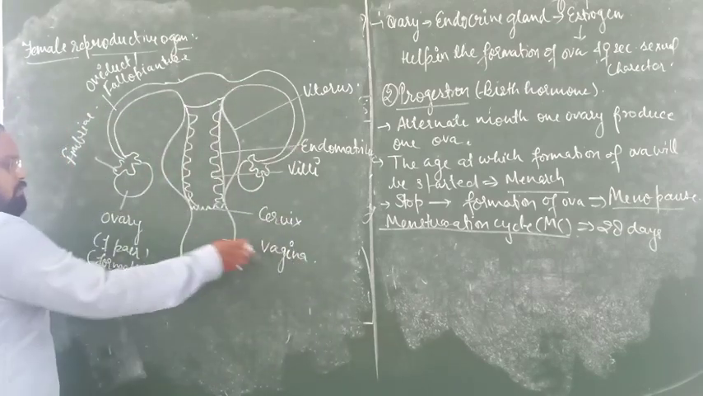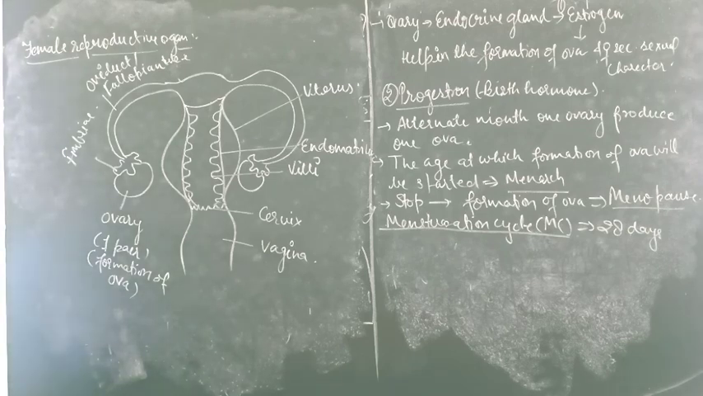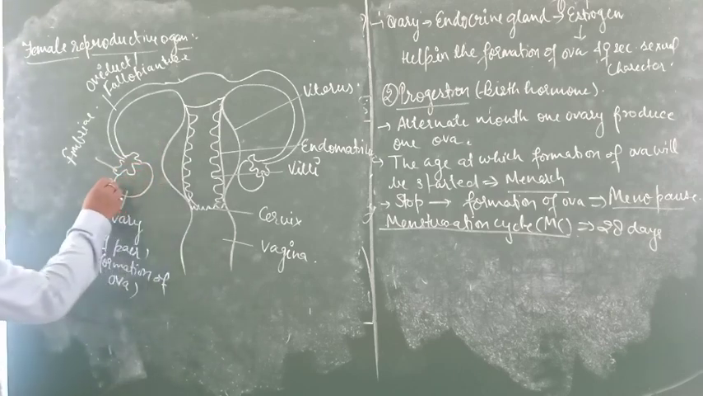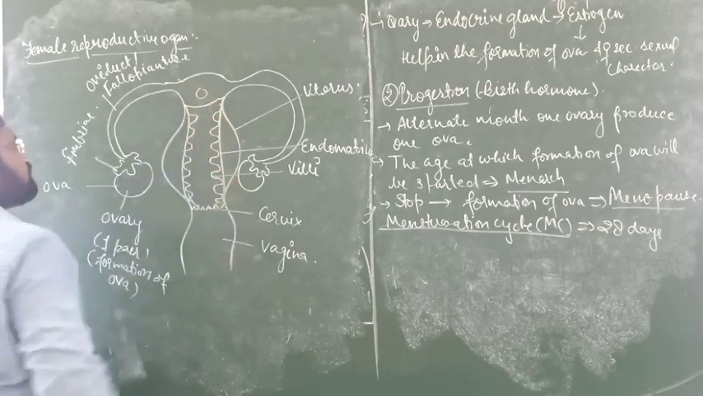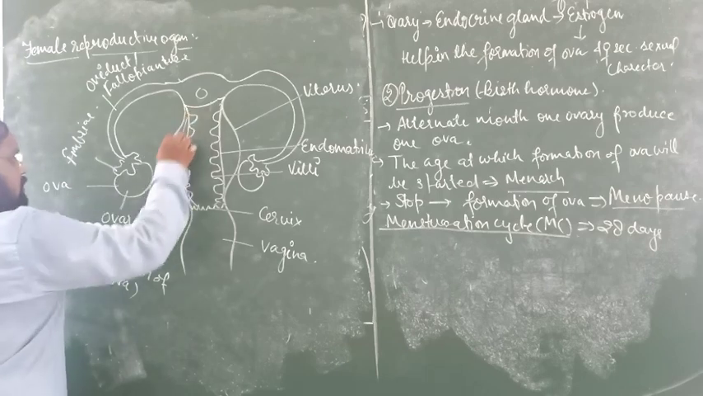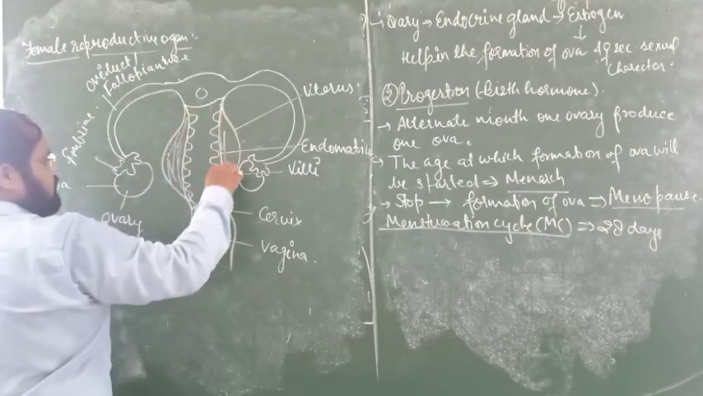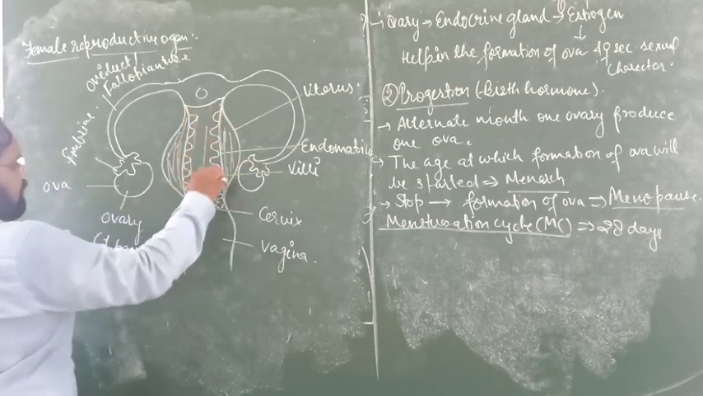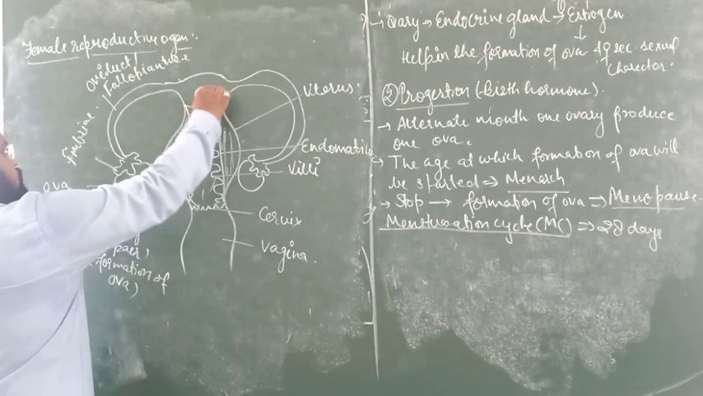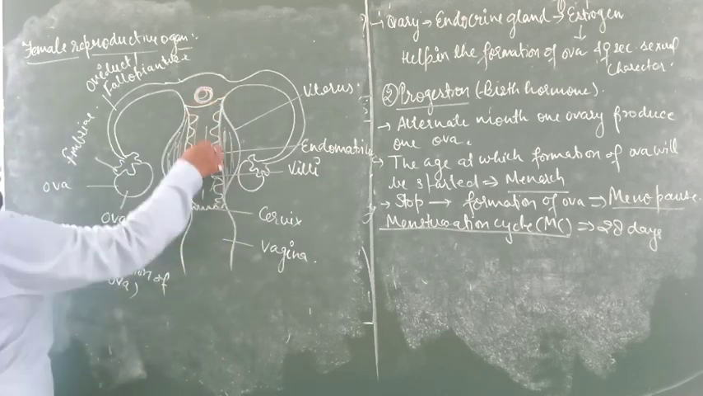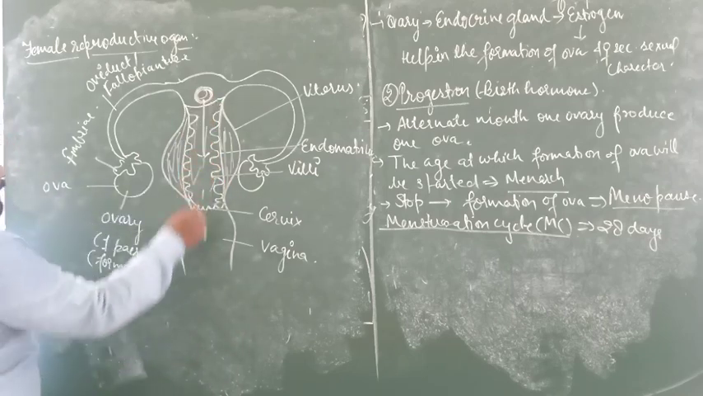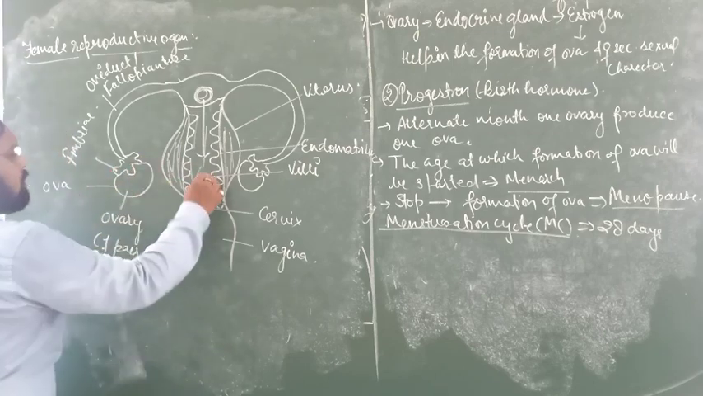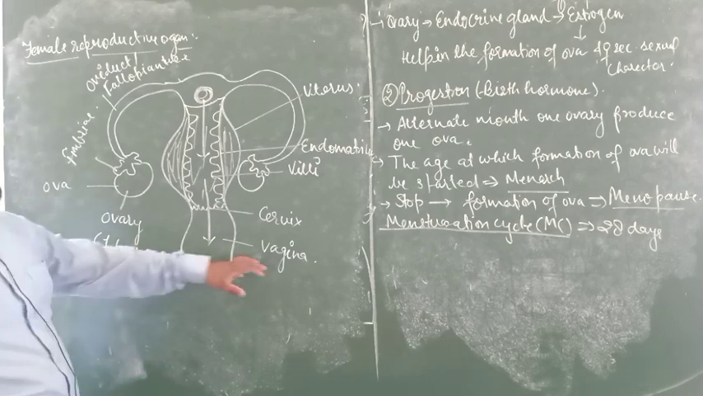Suppose the vagina does not receive the sperm, so the ovary produces ova and that ova will come here. So many blood capillaries will be here. By the pressure of this ova, the blood capillaries will be ruptured, and the unfertilized ova with blood will be released from the body through the vagina.